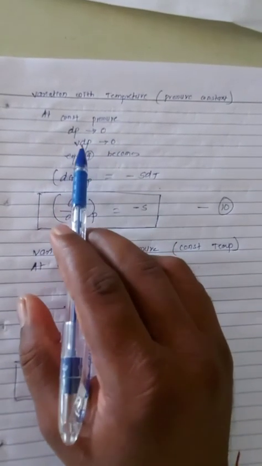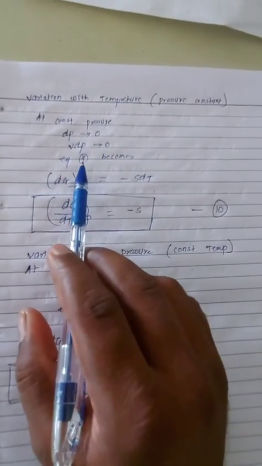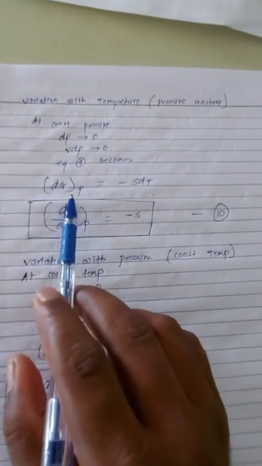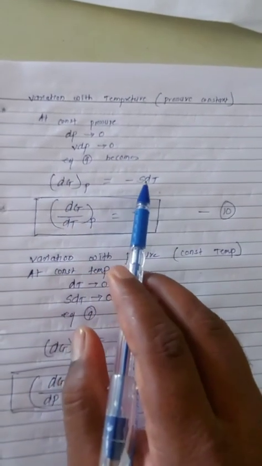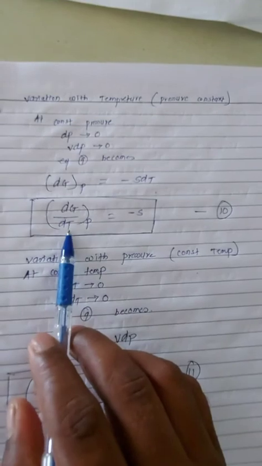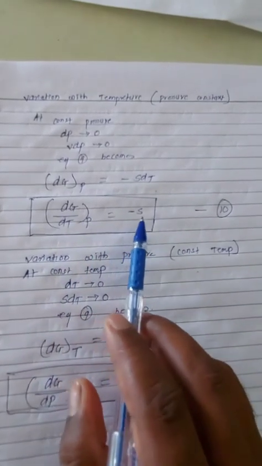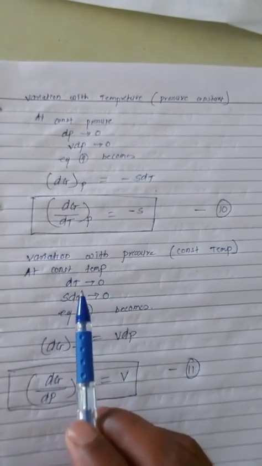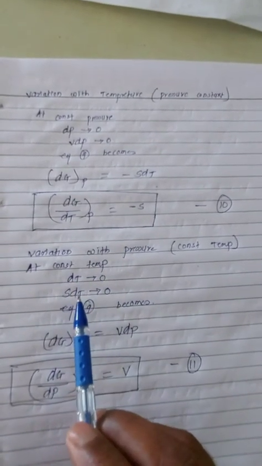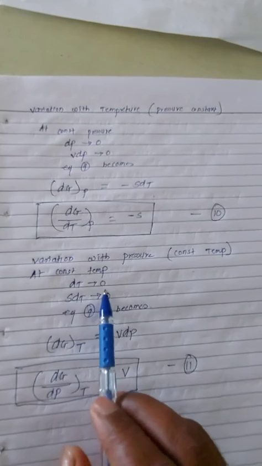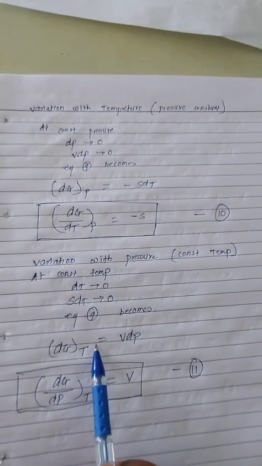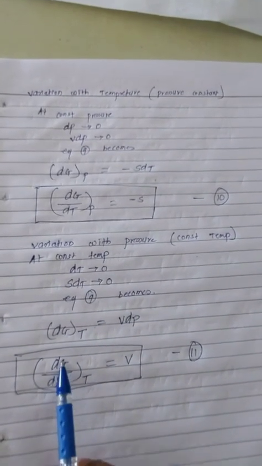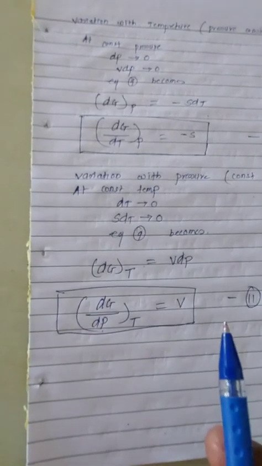Now variation with temperature at constant pressure: dP is 0 and V dP tends to 0. Then equation 9 becomes dG at constant pressure is equal to minus S dT, and dG divided by dT at constant pressure is equal to minus S. And variation with pressure at constant temperature: dT is equal to 0, then S dT is 0. Then equation 9, dG at constant temperature is equal to V dP, dG divided by dP at constant temperature is equal to V.